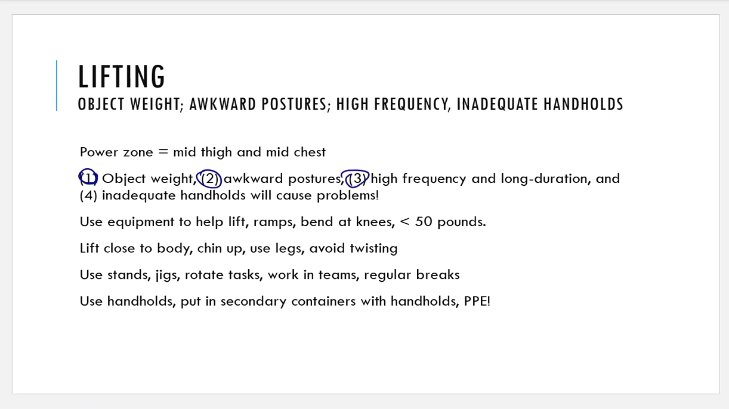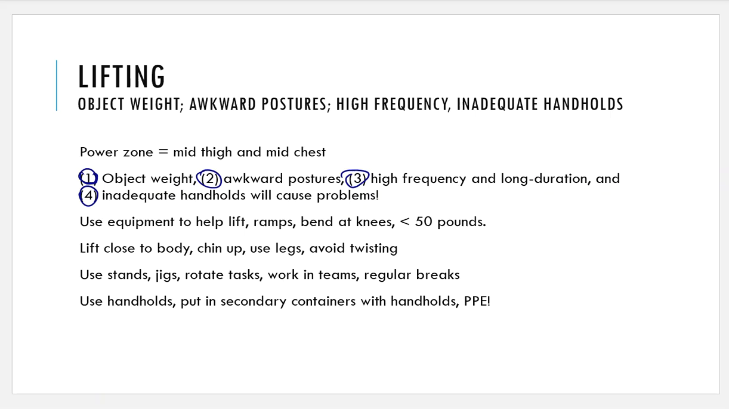Next up is high frequency and long duration. And then number four is inadequate handholds will cause the problems. So high frequency is doing it often and doing it all the time. And then long duration is doing it for long periods of time. If this is a motion that I'm doing and it meets those two criteria, then of course I'm going to make sure that I'm doing this the proper way, and I'm making sure that I'm causing no injuries to myself throughout these simple little motions, or at least at first glance, simple little motions that are taking place.